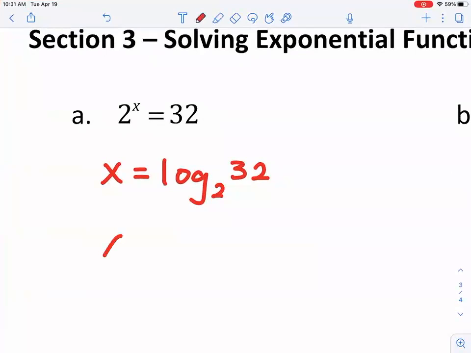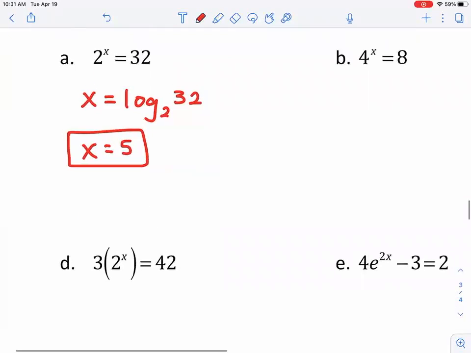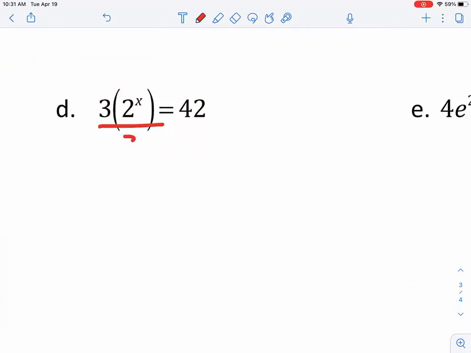So you might be saying, well, why is he making such a big deal about this when we already knew that x equals 5? The reason I'm making a big deal about that is because these were nice numbers. But if you look right below there, if we wanted to solve d, the first thing we want to do is get this 2 to the x by itself. So I'm going to divide both sides by 3. So I get 2 to the x equals 42 divided by 3 would be 14, right? 14 is not a nice number. It's not a power of 2.